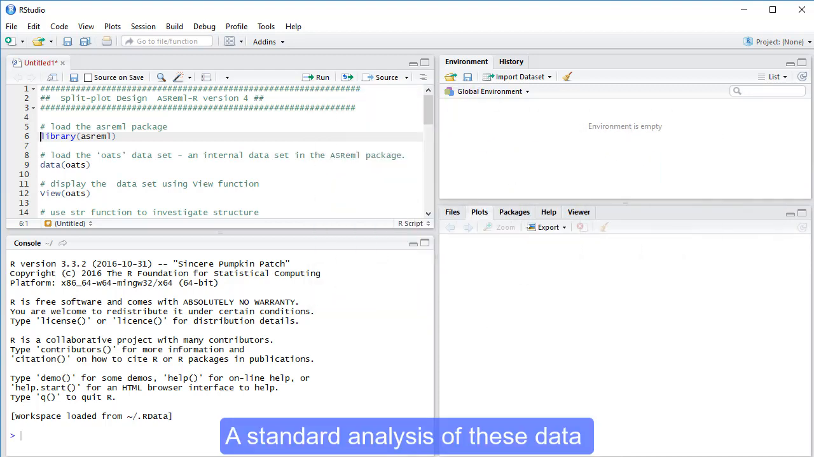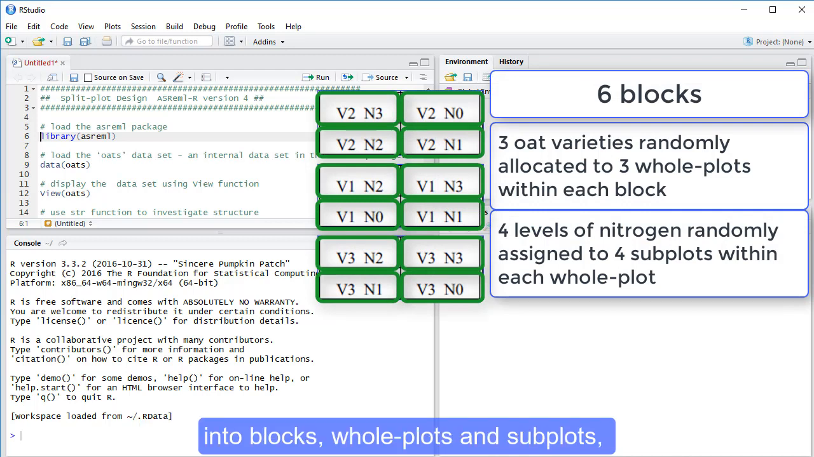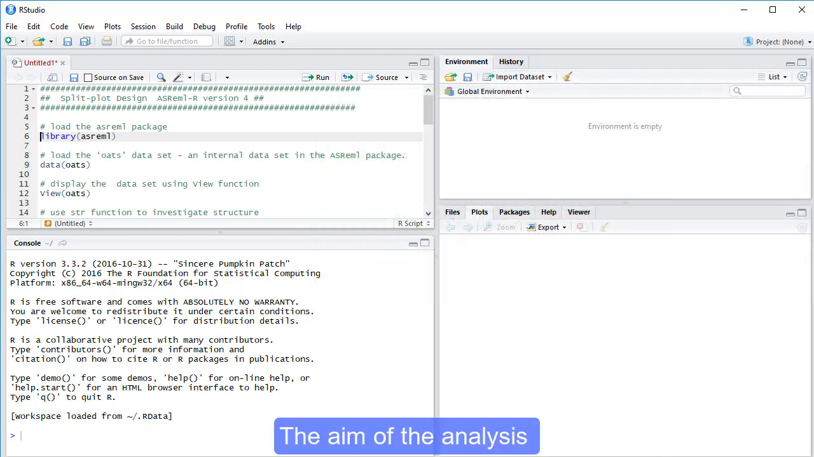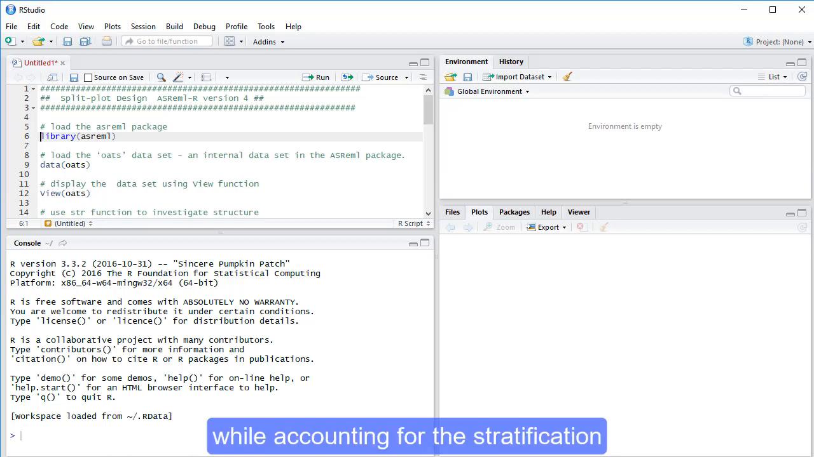A standard analysis of these data recognises the 2 basic elements inherent in the experiment. One is the stratification of the experimental units into blocks, whole plots and subplots, and 2 is the treatment structure that is superimposed on the experimental units. The aim of the analysis is to examine the importance of the treatment effects while accounting for the stratification and restricted randomization of the treatments to the experimental units.